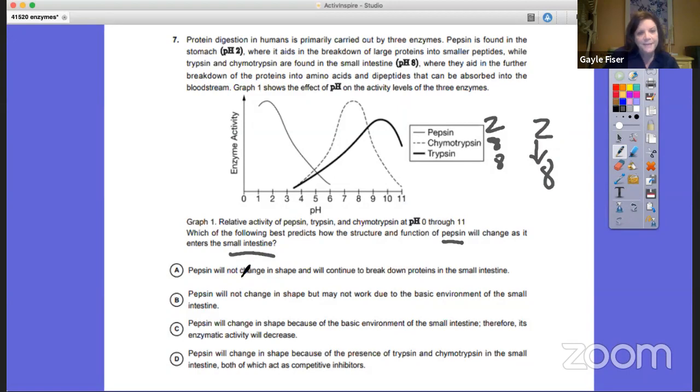All right, so pepsin will not change in shape? No. Pepsin will not change. I don't even need to read the rest of that. Pepsin will not change in shape again. Pepsin will change in shape because of basic environment of the small intestine. Therefore, its enzymatic activity will decrease. Okay. Pepsin will change in shape because of the presence of trypsin and chymotrypsin in the small intestine, both of which act as competitive inhibitors. Are they acting as competitive inhibitors? No. So our answer is C.